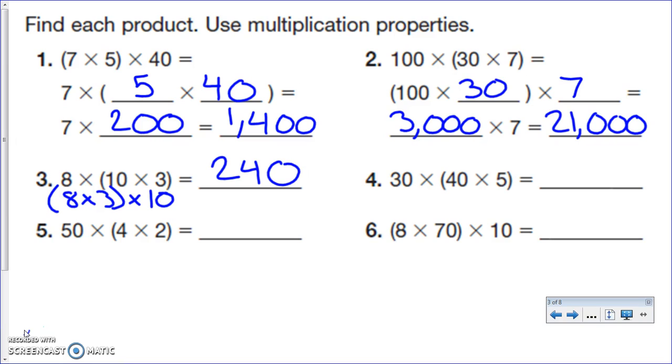For 4, if we look at it, multiplying the 40 times the 5 makes sense because we already know that's 200. So we're going to get 30 times 200. And we know 3 times 2 is 6. And then we need to add the 3 zeros from our factors. So 30 times 200 will get us 6,000.